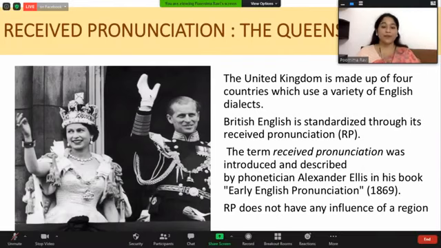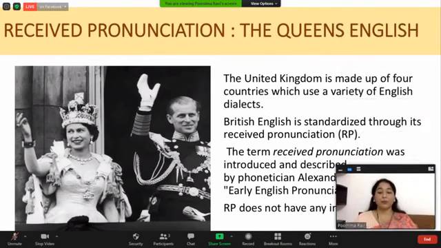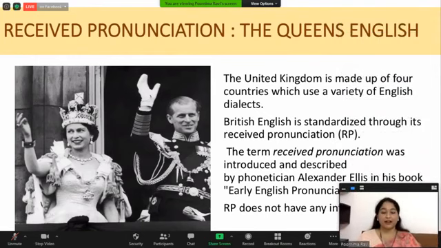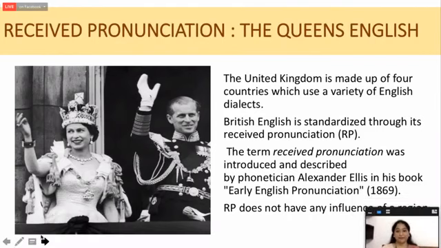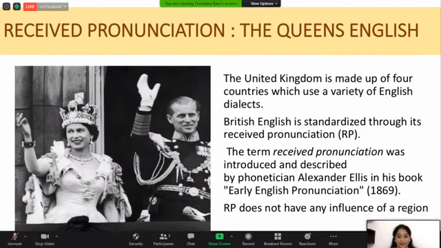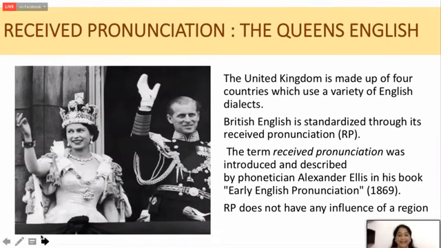Now, over a period of time, due to political reasons, trade, even religion, English began to spread. There were more speakers of English. Note that the native speakers belonged to the UK, while the rest of the world had English as their second language.